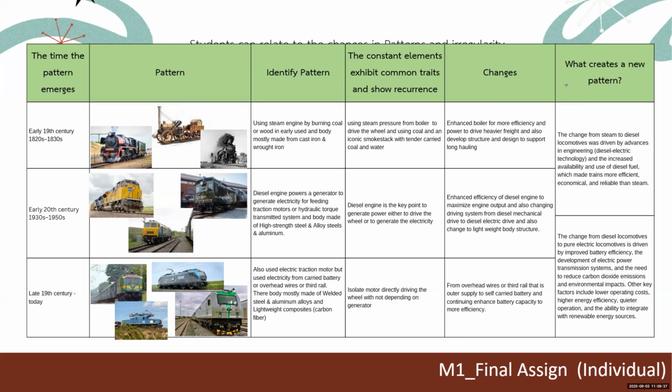And the next one is the diesel engine powered locomotive. It occurred around the early 20th century. It had two types: one uses the diesel engine to generate electricity to feed the traction motor to drive the train, and the other uses the diesel engine mechanically to drive a hydraulic system.